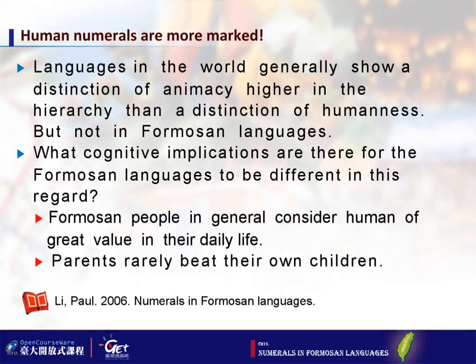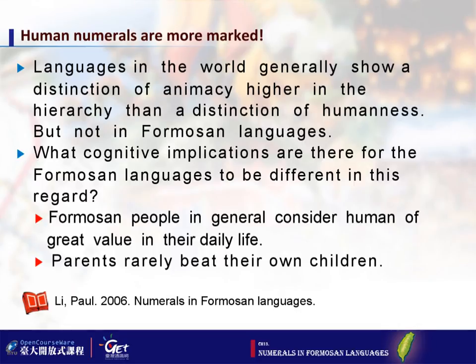So this is not the trend as we have seen in languages in the world, because languages in the world generally show a distinction in animacy, higher in the hierarchy than a distinction of humanness. So in most of the languages in the world, you will see a distinction between animate nouns and non-animate nouns, probably. But in these Formosan languages, human is the most important factor to distinguish the nouns or the numeral nouns. So for Formosan languages, we try to figure out what the reason is behind it. So the cognitive implications are there for Formosan languages to be different in this regard. What could be the cognitive factors? And these are some speculation, but probably it's true.